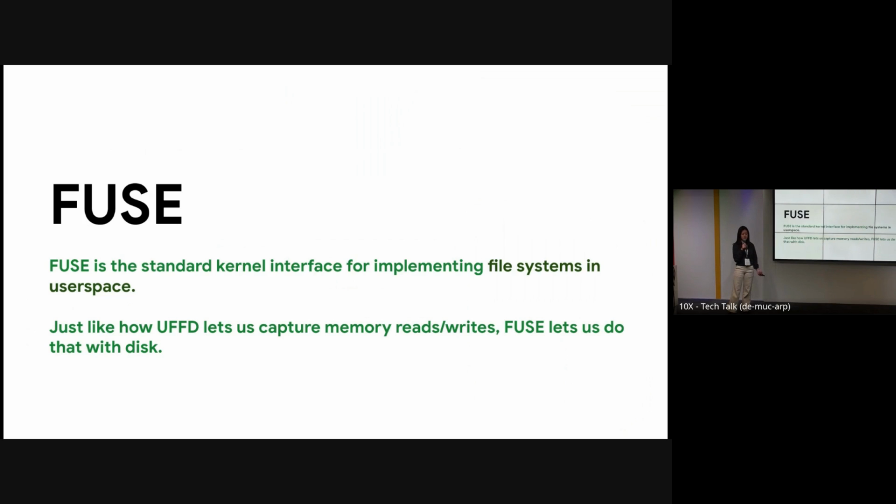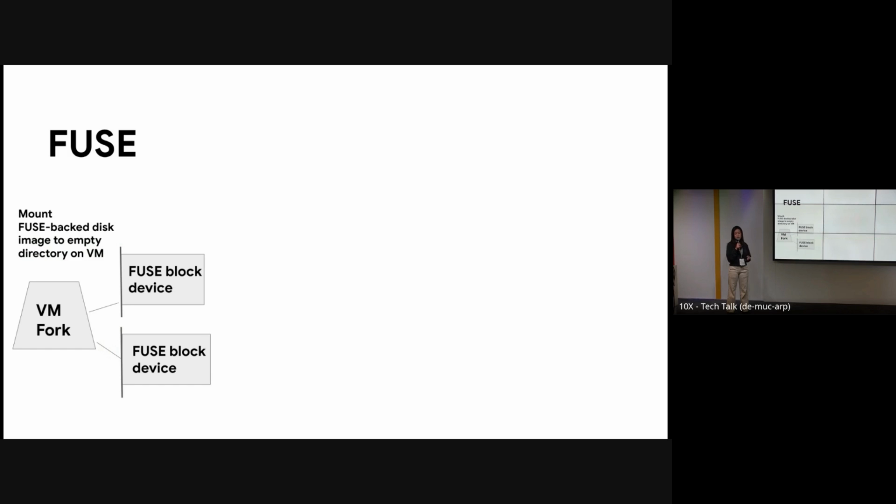On the disk side of things, we use Fuse, which stands for File Systems in User Space. So just like how UFFD lets us capture memory reads and writes, Fuse lets us capture disk reads and writes. So the overall architecture looks about the same. The way that you set it up is just a little different. We can mount any number of Fuse-backed disk images to empty directories on the VM, and it'll just treat them like any normal disk.